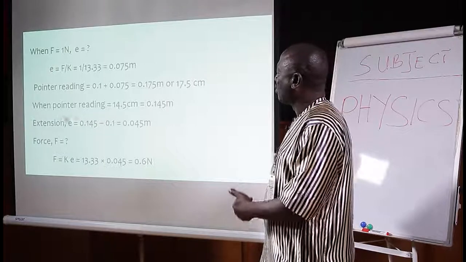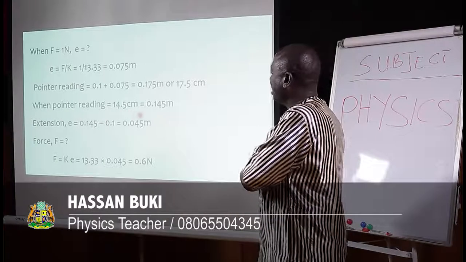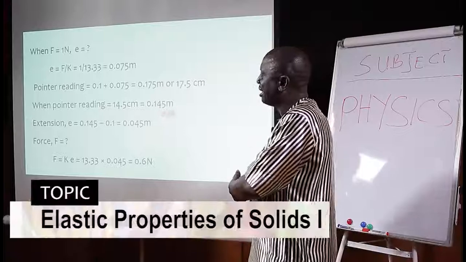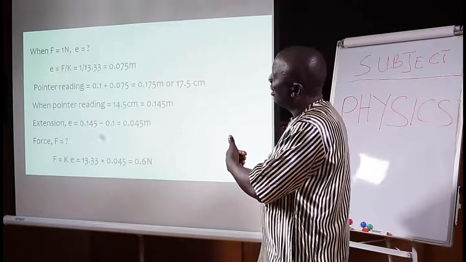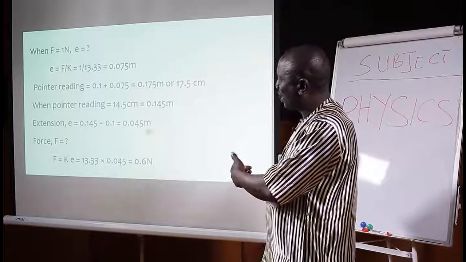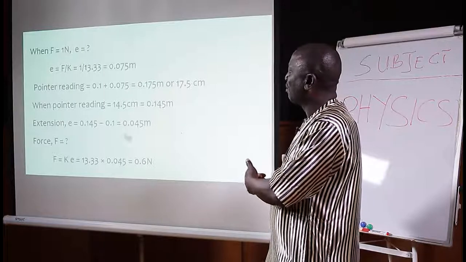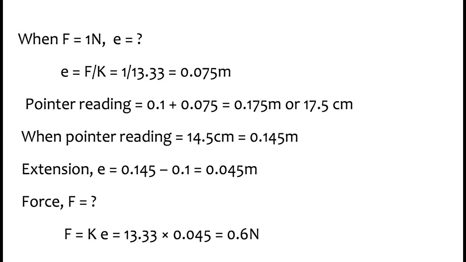When pointer reading is equal to 14.5 centimeter, which is the same thing as 0.145 meter, the extension produced E is 0.145 minus 0.1, and that will give us 0.045 meter. Force F is unknown. Going with our formula for Hooke's law, we have F equals K times E. Substituting in our values, we will have 13.33 times 0.045, and that will give us 0.6 Newton.